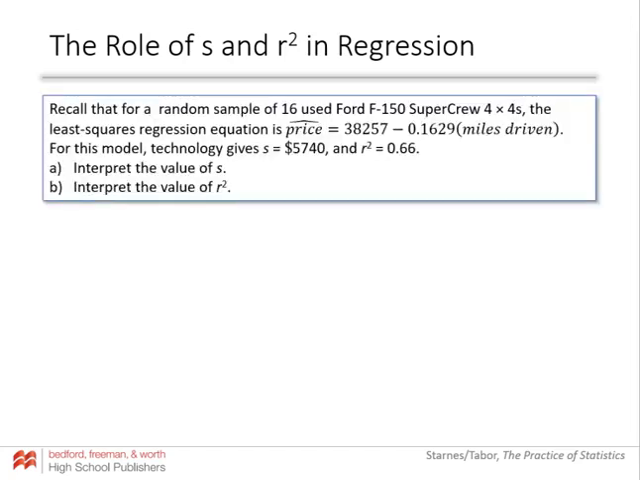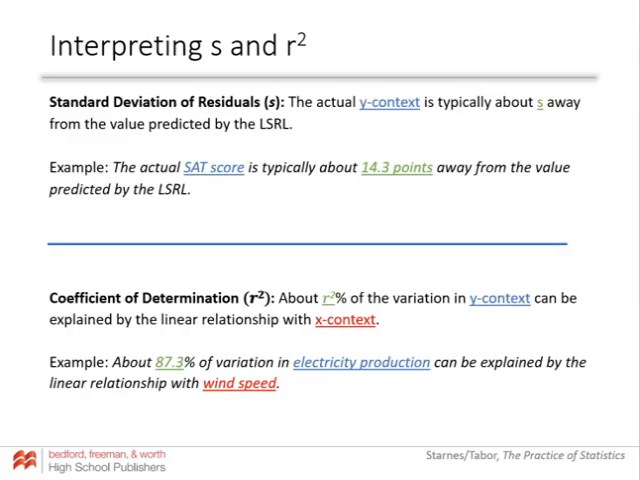All right. And so again, we have to be able to interpret these two values. Finding them is not really a thing, but you've got to be able to interpret them. And so here are our template sentences. So the standard deviation of the residuals. This sentence is very typical of what we've done with standard deviation before. So it's the actual, whatever we're talking about, is typically about blank away from the value predicted by the least squares regression line.